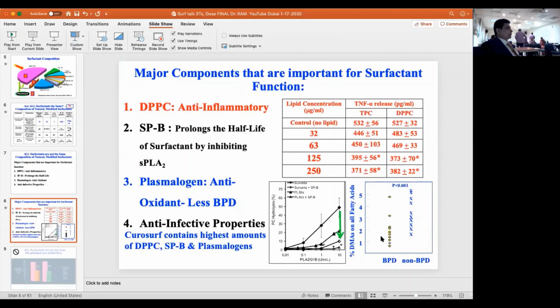Third, this is plasmalogen. You can see we have a lot of endogenous plasmalogen, and you can see that Curosurf contains the highest amount of it.